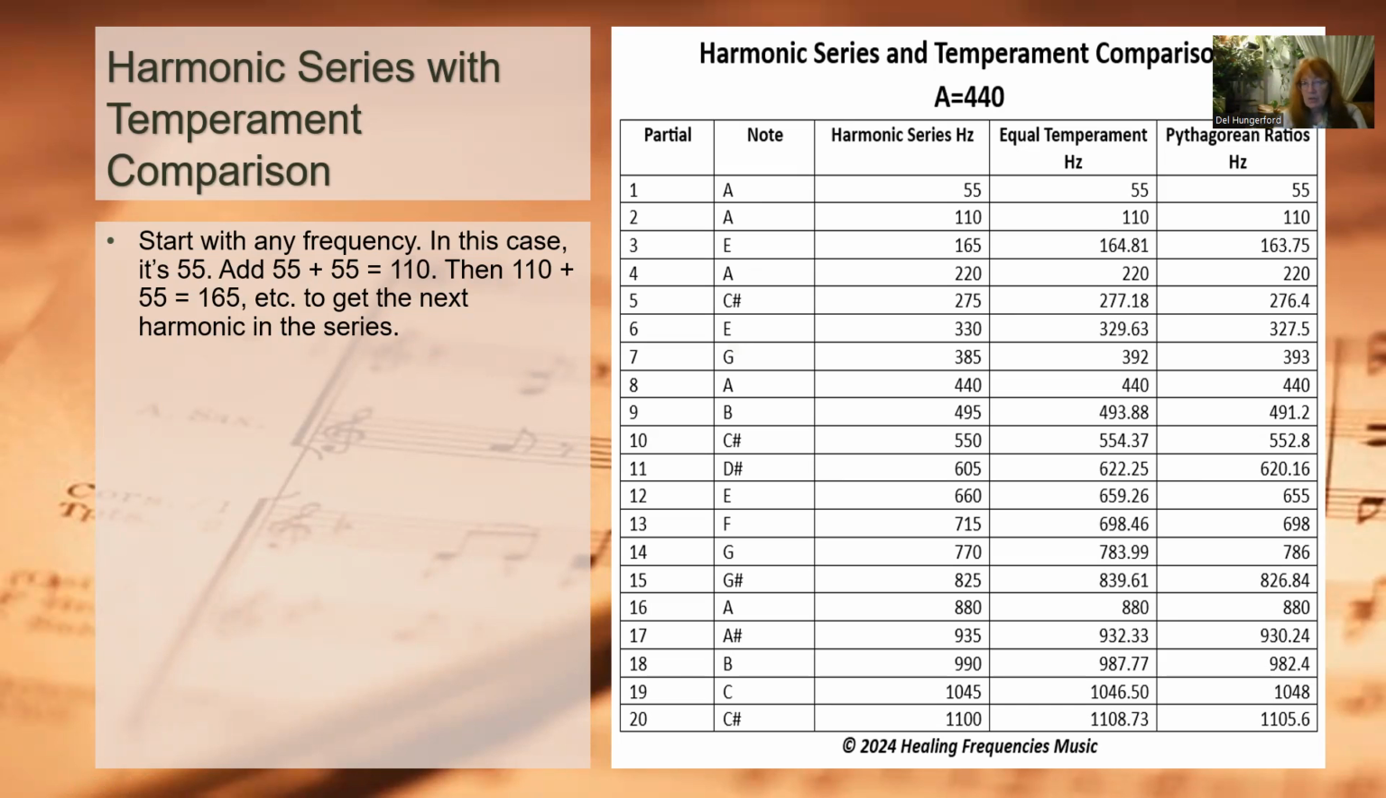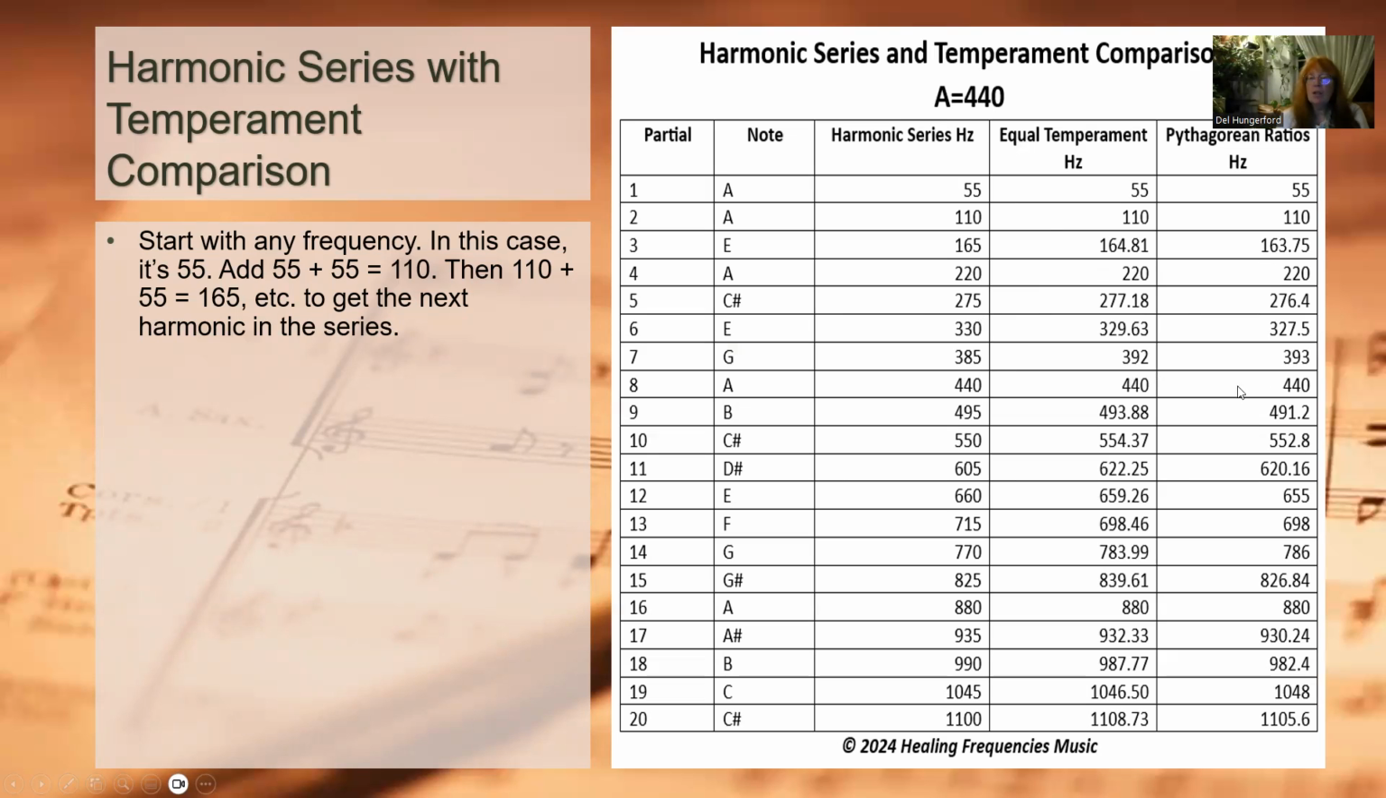So the notes will be somewhat similar, but not exactly the same. And that will affect how music sounds. Okay, so let's take a look at this. If we look at this E in equal temperament, it's 164.81, actually quite close. In Pythagorean, it's slightly lower in pitch, 163.75. 220 is going to be the same because it's two octaves higher.